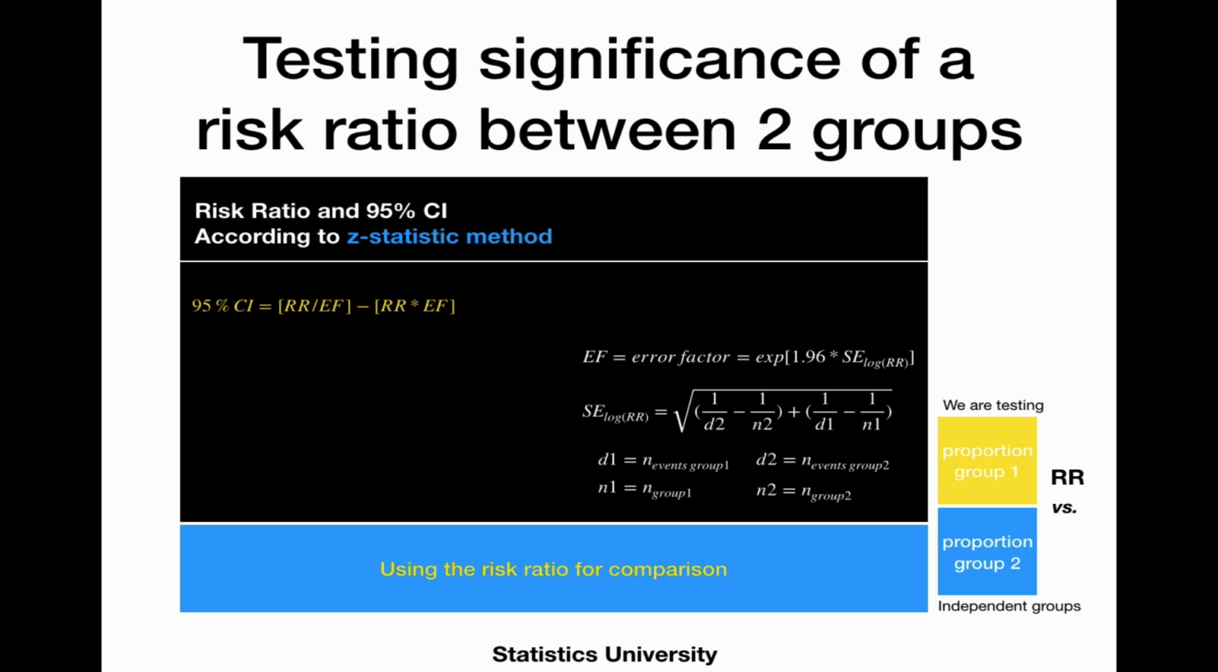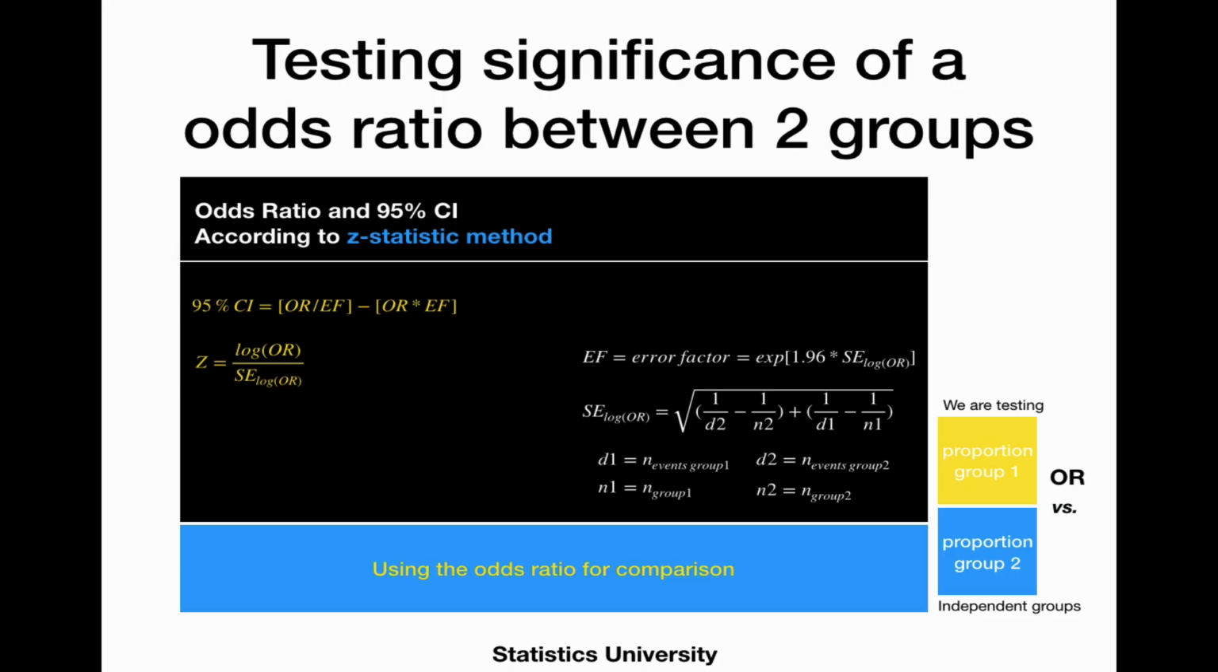And when we've calculated that, we can determine the 95% confidence interval by dividing the risk ratio with the error factor to get the lower boundary and taking the product of both those terms to create the upper boundary of the 95% confidence interval. And the Z statistic is the log risk ratio divided by the standard error of the log risk ratio. And we can actually do exactly the same for the odds ratio.